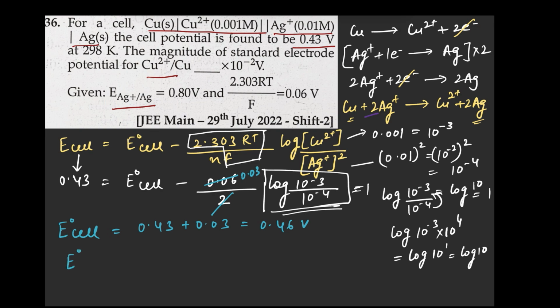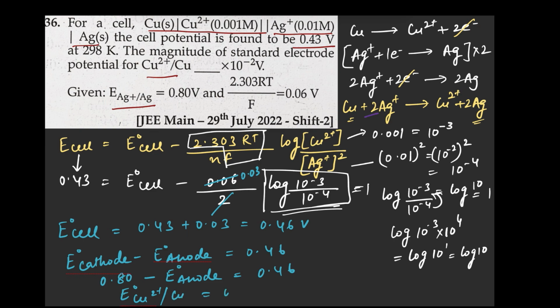So E naught cathode minus E naught anode is equal to 0.46, and this is 0.80 minus E naught anode, anode is the copper electrode, equal to 0.46. Solving, E naught anode, that is the reduction potential of copper electrode, will be equal to 0.80 minus 0.46, which is equal to 0.34 volt. 0.34 volt can also be written as 34 into 10 to the power minus 2 volt. So here in the fill in the blanks, it will be 34. So the reduction potential of copper is 34 into 10 to the power minus 2 volt.